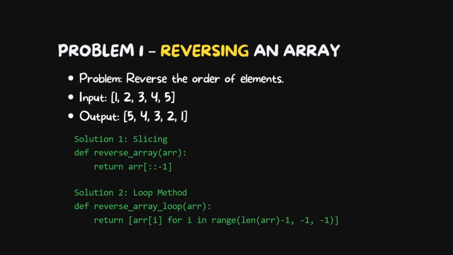This operation is widely used in algorithms, especially when processing data in reverse order. Python makes reversing an array super simple by slicing. That's the first solution. Here, this is a slice operation that tells Python to start at the end of the list and move backward to the beginning. This method is very efficient and requires only one line of code. The second solution is by using a loop method. If you want to understand the logic behind reversing, you can use a loop. In this approach, we iterate from the last index to the first and construct a new array by adding each element to it. While this method is slightly longer, it's a great way to understand how reversing works.